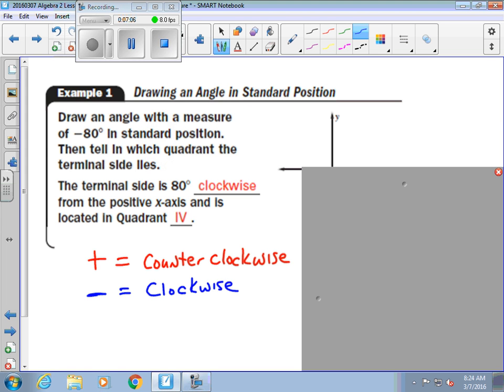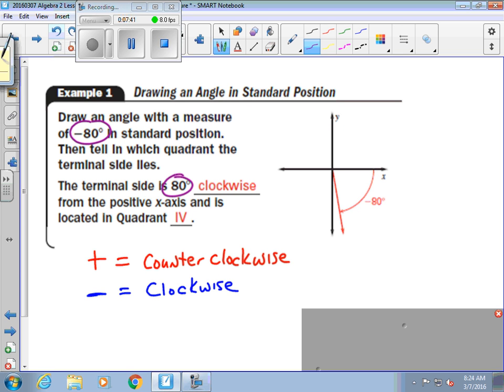If it starts in standard position, that means it's starting on the x-axis. And it said the terminal side is 80 degrees clockwise. Notice right here it says negative 80 degrees, and then here it just says 80 degrees. Because all the negative part of that tells you is that instead of going counterclockwise, instead of opening up this way, it's going to open up going down the other way. That's all it's telling you, down or counterclockwise. So it's going to open up down.